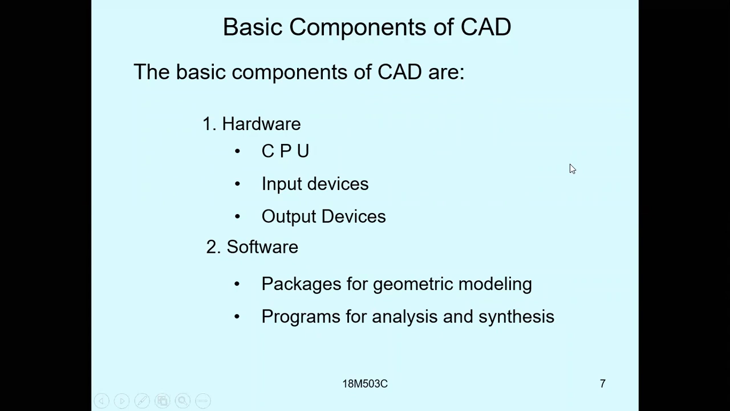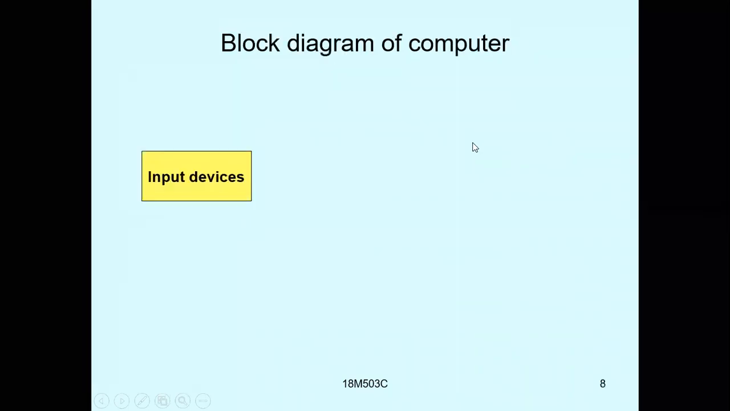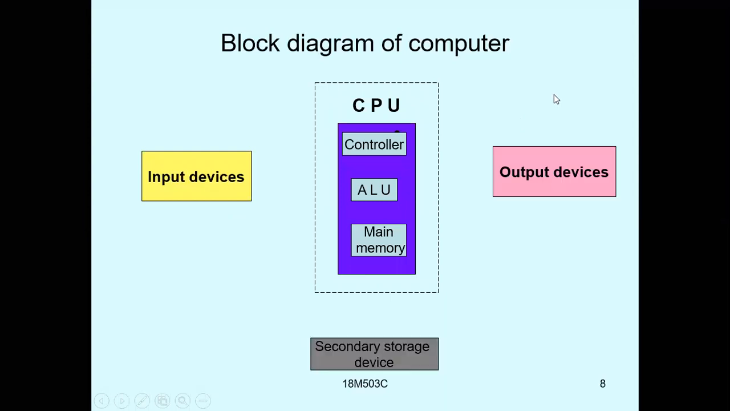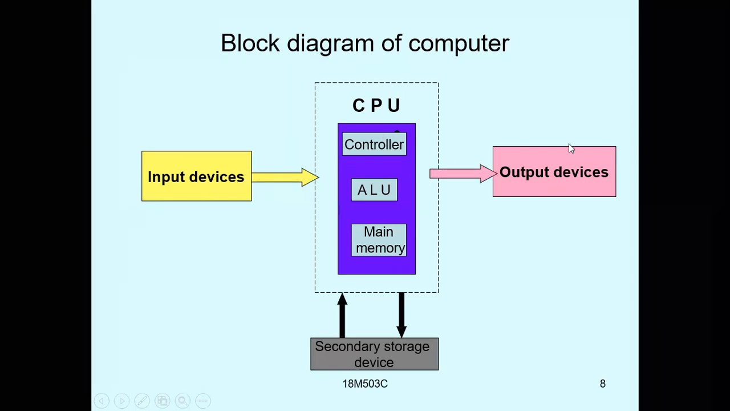This is also very important: the basic components of a CAD system. If you see the block diagram of a computer, you have input devices. From input devices, you give the instructions to the computer, and here the processing will be done, and later you will get the results with the output devices. And the secondary storage devices can be used for storage purposes.